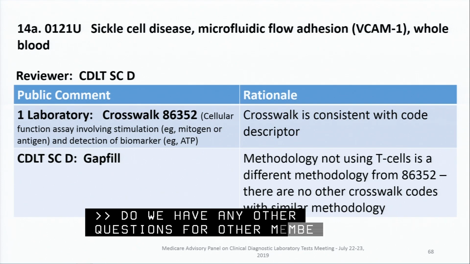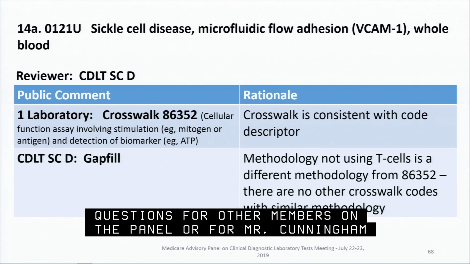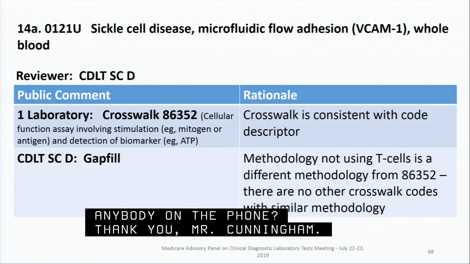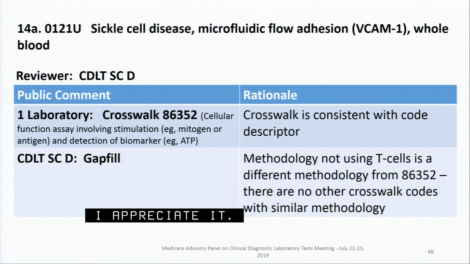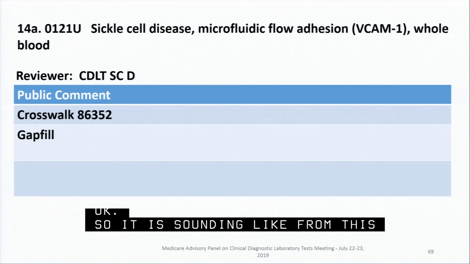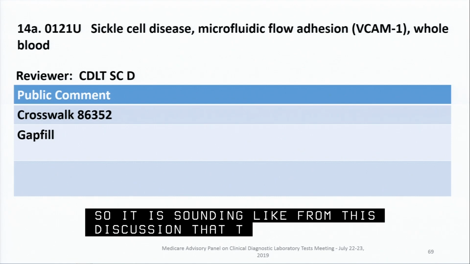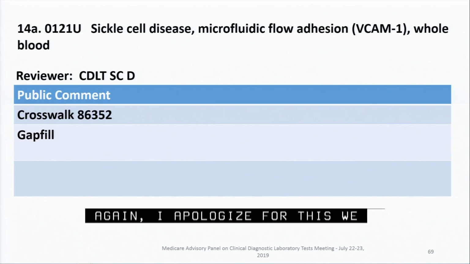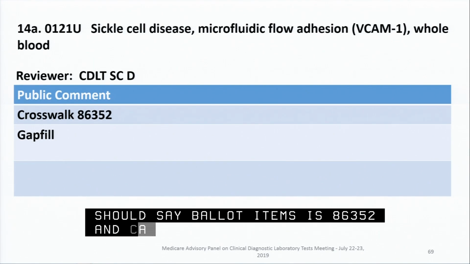Anybody on the phone? Thank you, Mr. Cunningham. I appreciate it. Should I turn this off? I think just leave it on because it'll be easier for the next person. Okay, so it's sounding like from this discussion that the codes, and again, I apologize for this, it should say ballot items is 86352 and gap fill. So please cast your ballots.